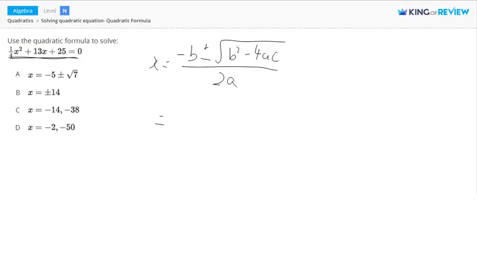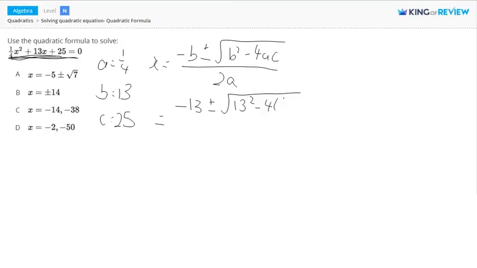So, in our case, what is our a value, what is our b value, and what is our c value? Well, our a is going to be 1/4, our b is going to be 13, and our c is going to be 25. So all you have to do is plug in the values. Negative 13 plus or minus the square root of 13 squared minus 4 times 1/4 times 25, over 2a, which is 2 times 1/4.